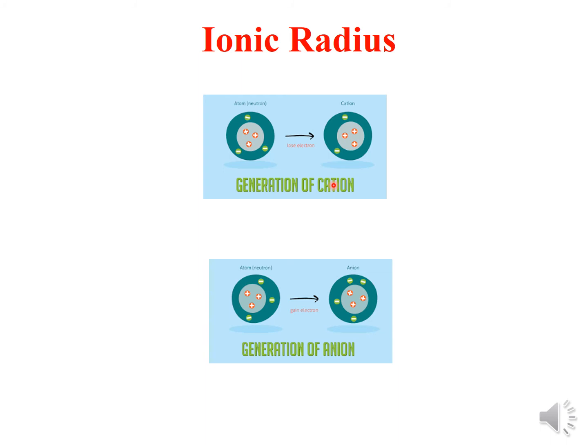Next is formation of anion. So an anion is formed by gain of electron. Here you can see there are three electrons and three protons.